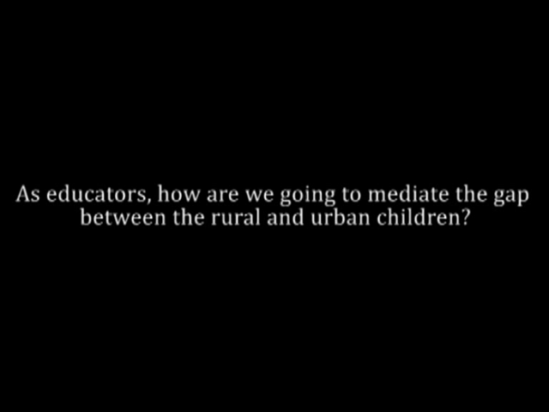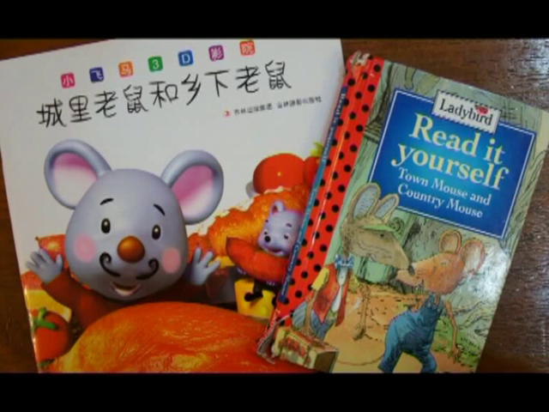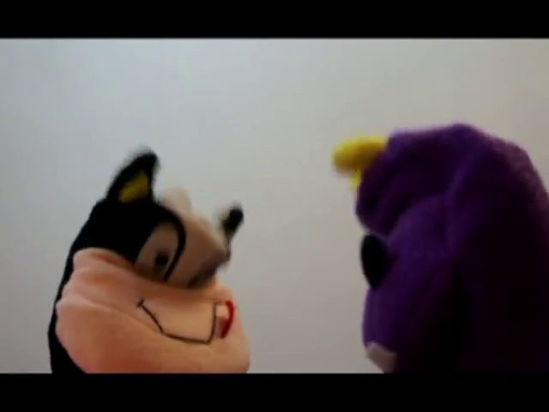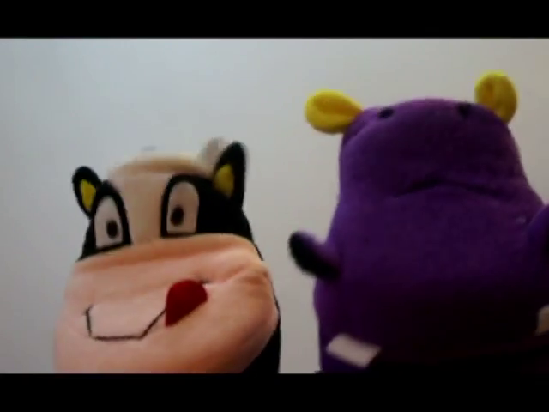Part 2. The event as curriculum. In the early childhood sector level, as educators, how are we going to mediate the gap between the rural and urban children? Through a series of teaching episodes, we do believe that the sense of appreciation will be instilled in children towards the rural children.